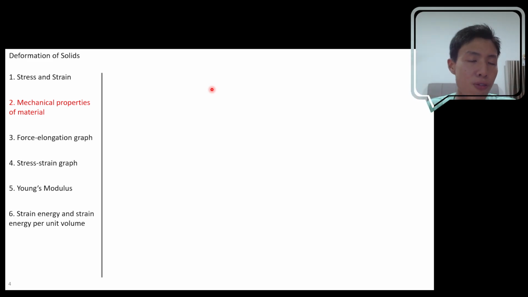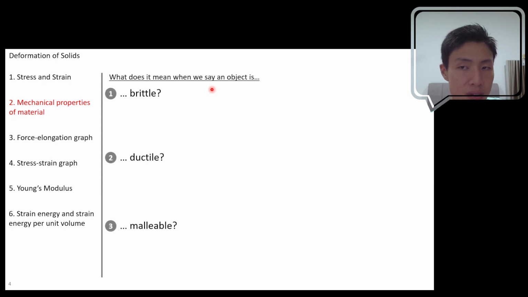There are a few terms that we usually use to describe the material properties of matter, so I'm going to introduce them here. You'll learn about the specifics in later videos, but I'm just going to put down the terms here so that you won't get confused when I mention them later. What does it mean when we say an object is brittle or ductile or malleable? I think you've experienced these three terms firsthand. You have read about them in your chemistry when you learned about the properties of solids, ductile and malleable.